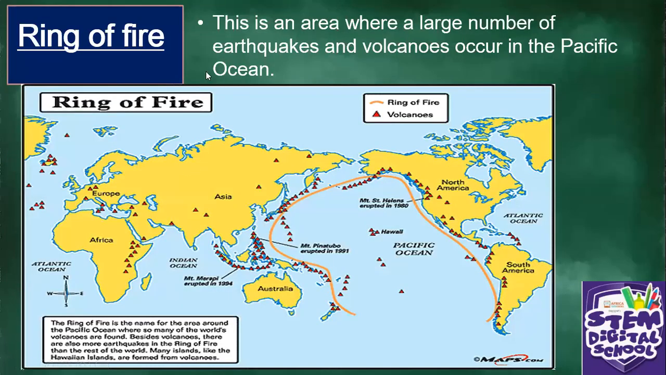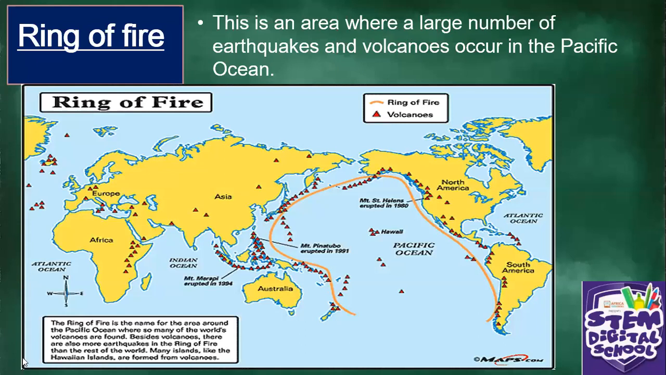Okay, another picture showing what we call the ring of fire. Ring of fire. Yes, hopefully that's good. So this is an area where a large number of earthquakes and volcanoes occur in the Pacific Ocean.